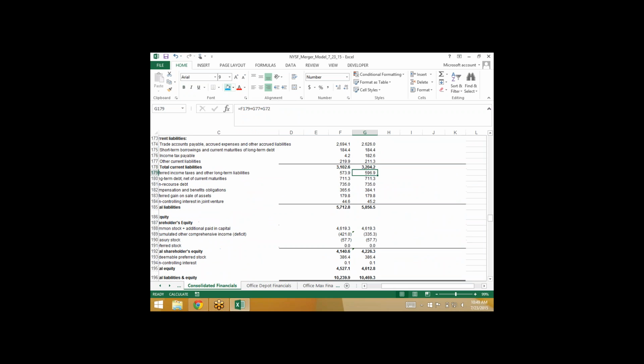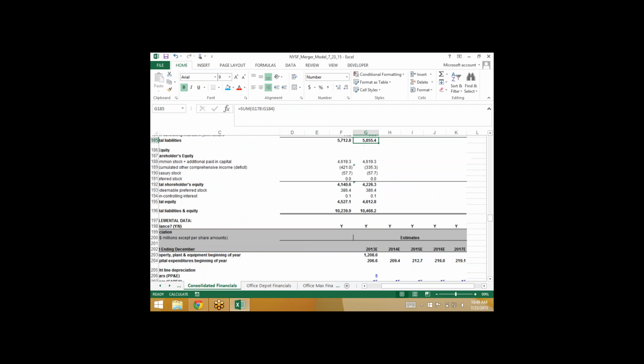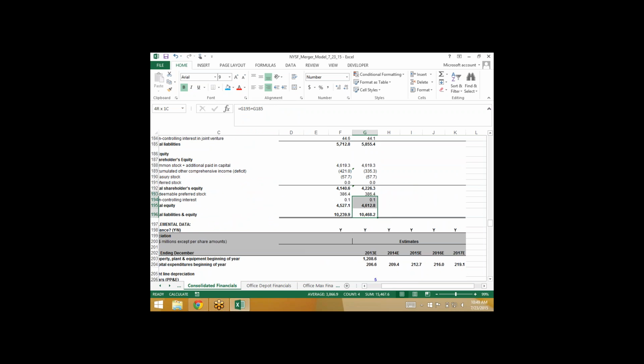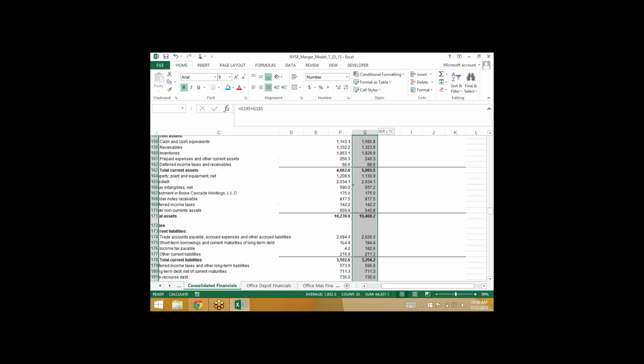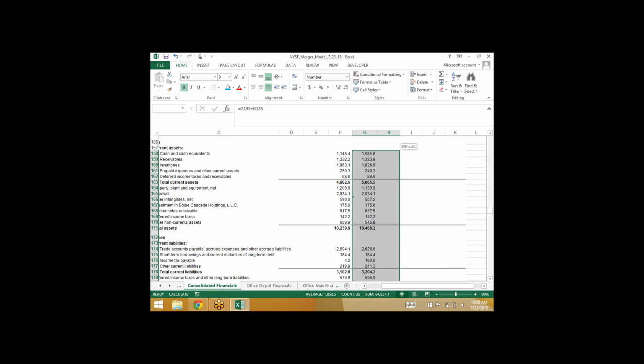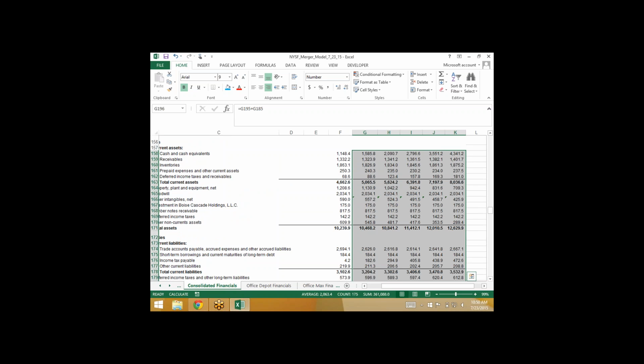Let's check real quick. Oh, here we go. I should have done a plus there. There we go. Good. If that balances, copy to the right, and we have a balancing balance sheet.